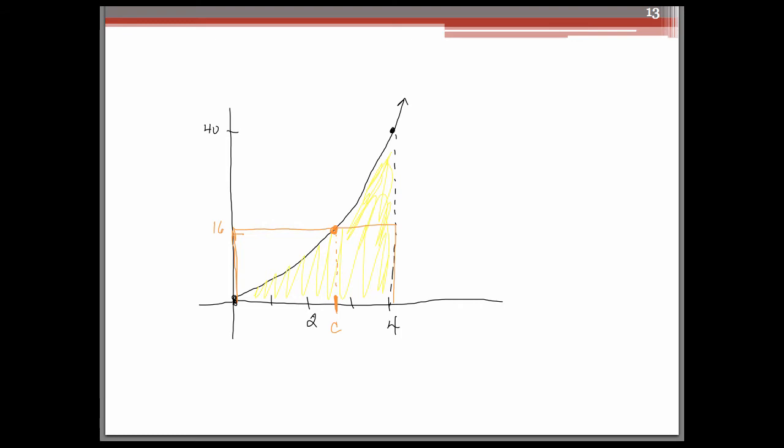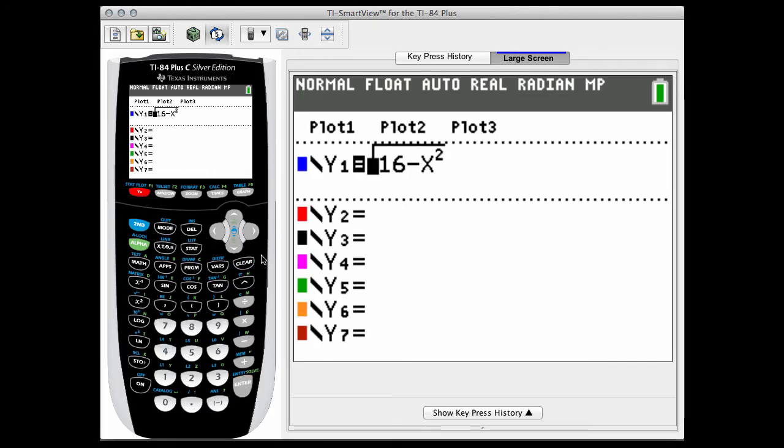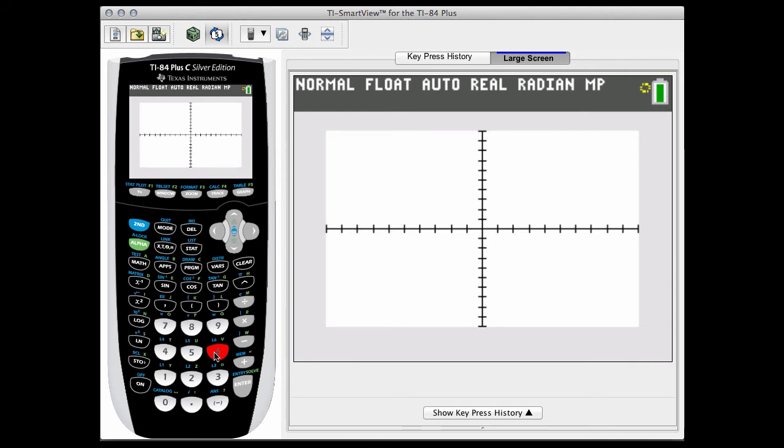So let me show you how to run the program. Let's go back to the calculator. What you'll need to do is have the function under y equals: 3x squared minus 2x. I'm just going to go ahead and ZoomStandard 6 to graph it first, just to get a look at it. Obviously we know it's going to be a parabola.